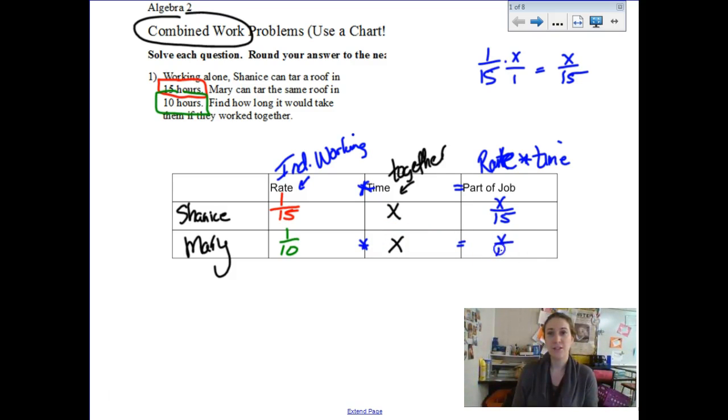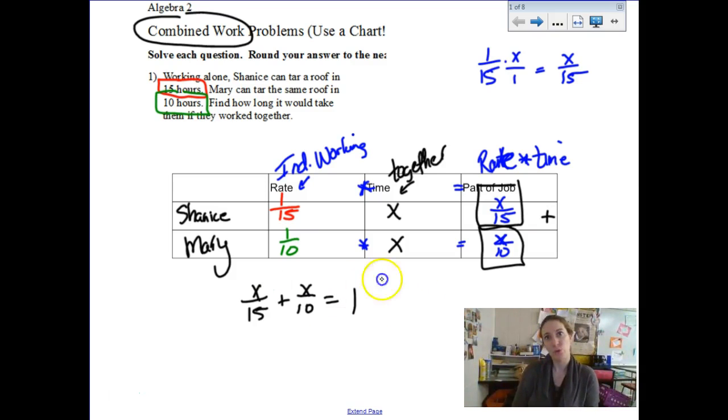And this is just the chart. This is just helping us set up our equation. Now we're finally ready to set up the equation. If I take the work that Shanice completes and I add it to the work that Mary completes, they're going to have the job completed by the end of this time. So Shanice's part plus Mary's part equals one completed job. That's the equation that we're trying to shoot for.